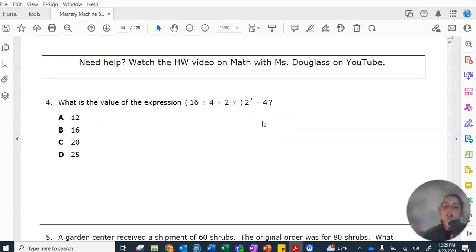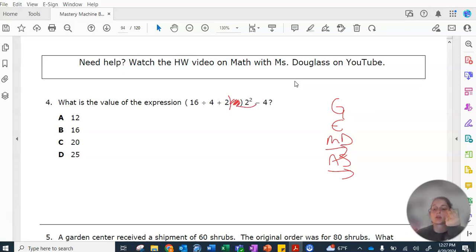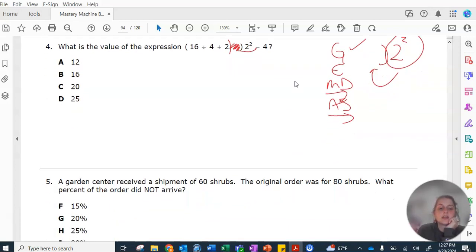Number 4, you need GEMDAS. And then remember, we made this edit in class. This is an oopsie. It's just supposed to be closed parentheses right here, and the exponent smushed up against it. So go through your grouping symbols, follow your order of operations within your grouping symbols, and then remember that parentheses and an exponent also means multiply whatever this value is times whatever's inside your parentheses.